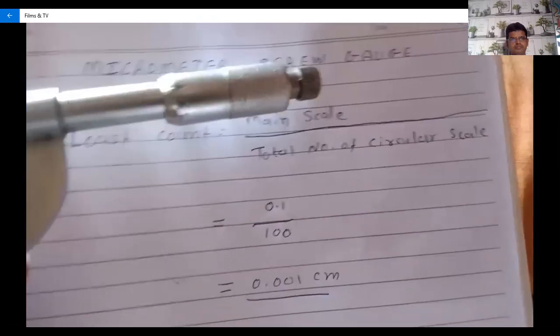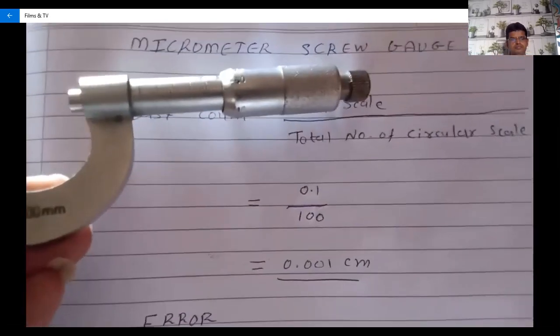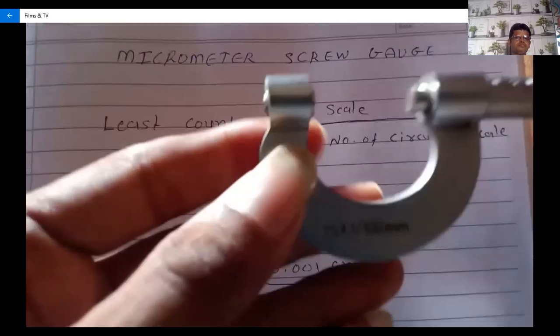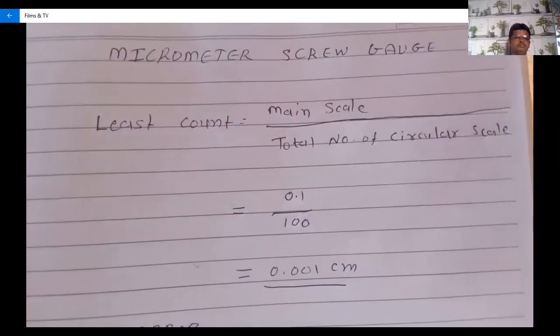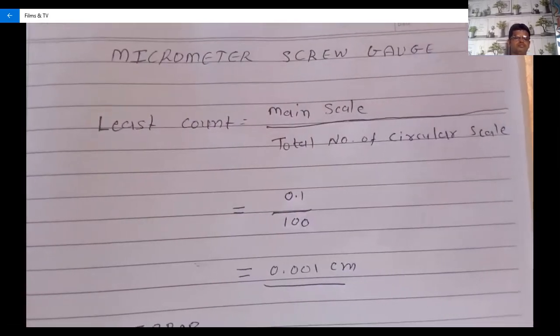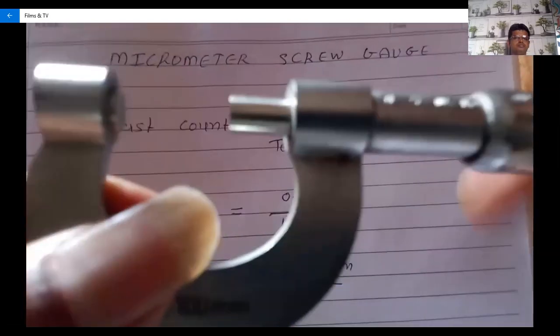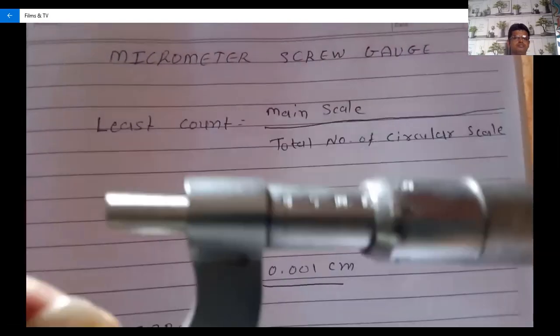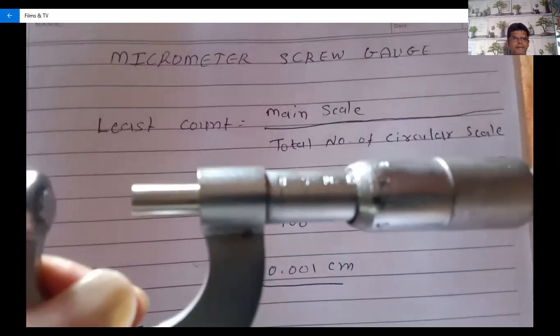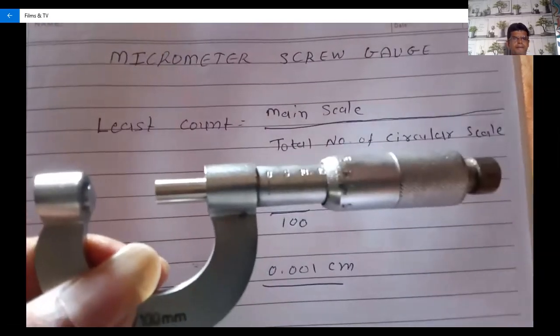So first we want the value of the least count, because every setup has a smallest value, and last time we found the least count of a given vernier calipers. So now we use the same formula here. The least count equals the main scale value divided by the total number of circular scale divisions. So first we find the main scale value. What is the main scale value? It means after 0 we want the first value.